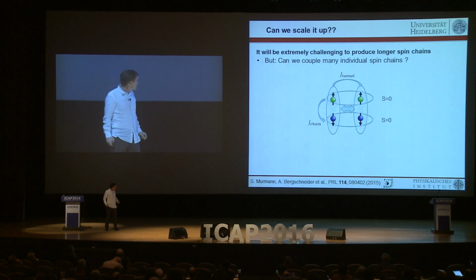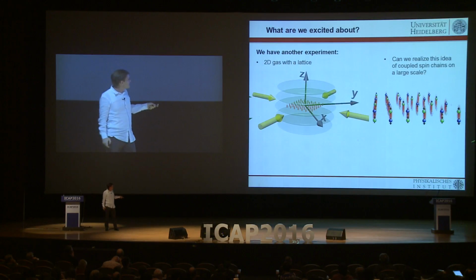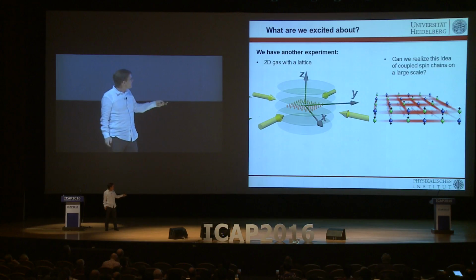Okay, so this is an idea we currently have, and we are super excited about this for one reason: we have another experiment. And this experiment is a 2D gas where we are just starting to play with a lattice. And so the idea is of filling this lattice, and this lattice is formed of one-dimensional tubes with a spin singlet each. And then if we do exactly this game, playing with the coupling strength along the tubes versus between the tubes, we can maybe create very long-range order in such a system.